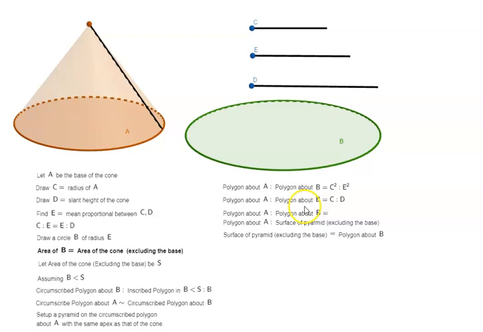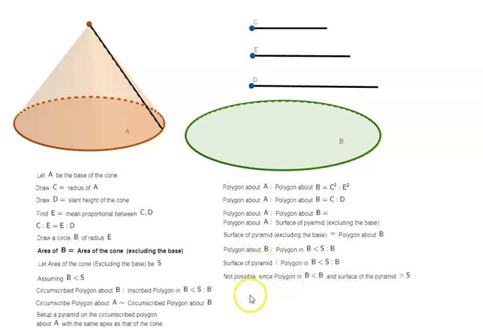Polygon about A is to polygon about B is equal to C is to D, and polygon about A is to polygon about B is equal to polygon about A is to surface of pyramid. So that means polygon about B and surface of pyramid both have the same ratio with polygon about A. So that means surface of pyramid excluding the base is equal to the polygon about B. Polygon about B is to polygon in B is less than S is to B, which is how we constructed it. So which means surface of pyramid is to polygon in B is less than S is to B, because polygon about B is equal to surface of pyramid, which is not possible.